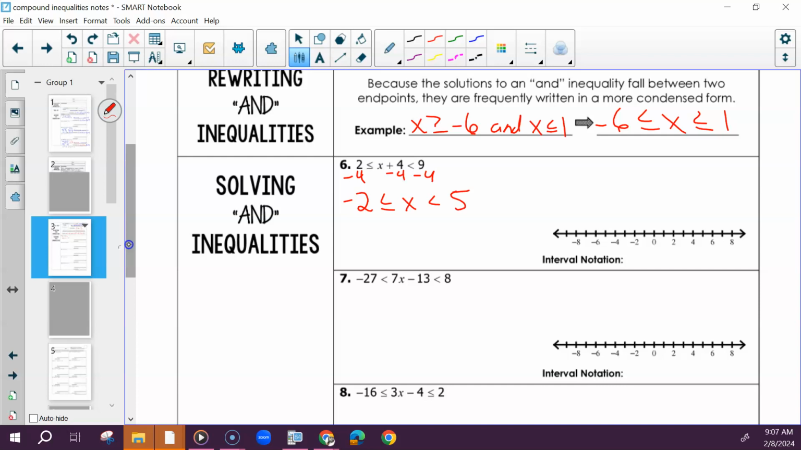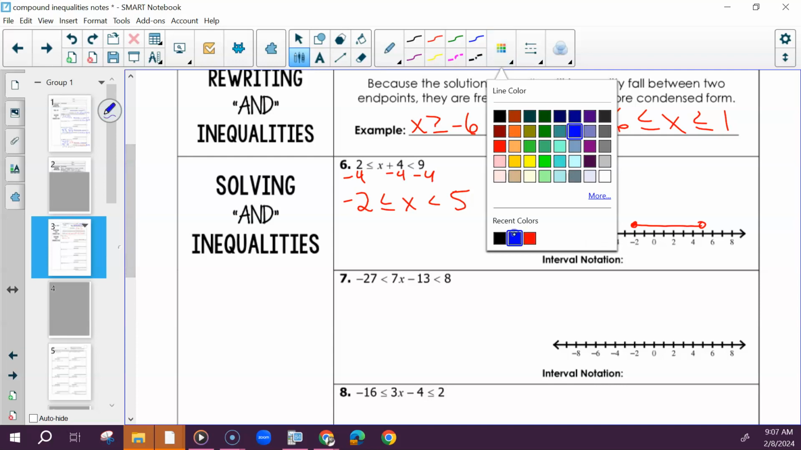So when it's in this format, it's already in a condensed form, and then you can just graph those points. Starting at -2 would be closed, ending at 5, and you would draw a line between them. But if you still want to see where they overlap, you can still do that, and I'll show you that here in just a second.